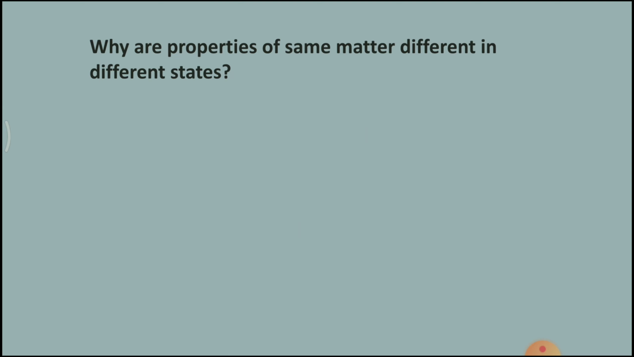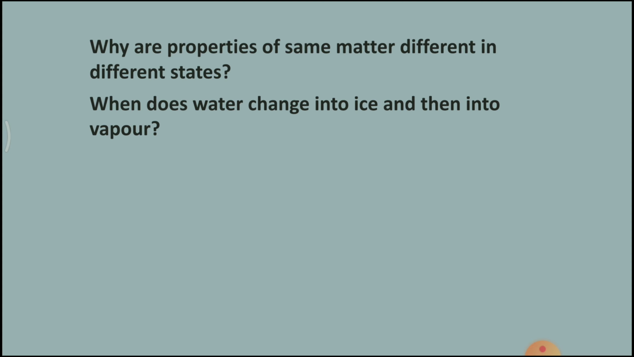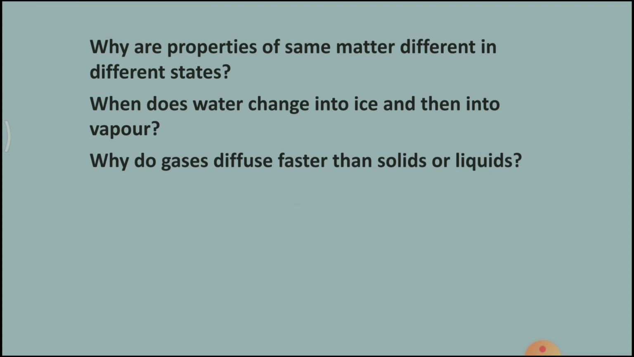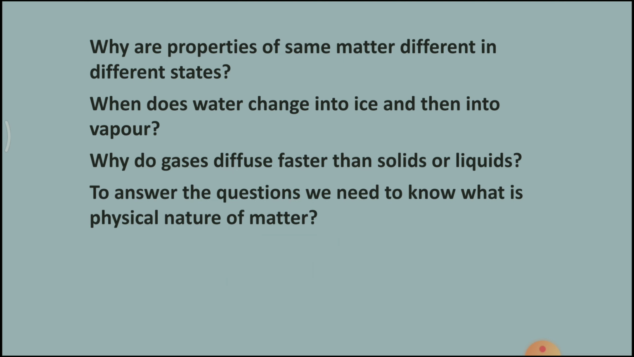Why is all this happening? Why are properties of the same matter different in different states? Think, children. When does water change into ice and then into vapor? Why do gases diffuse faster than solids or liquids? To answer these questions, we need to know what is the physical nature of matter and what matter is made up of. Let us get to know what matter is made up of.